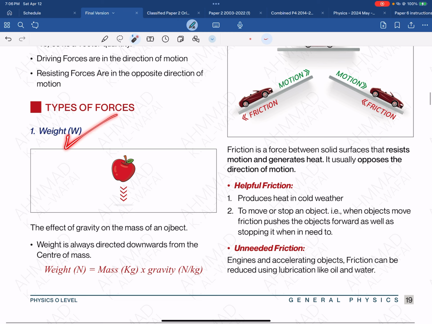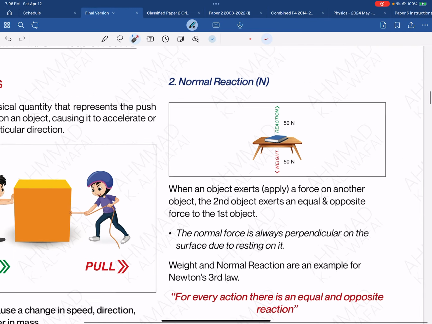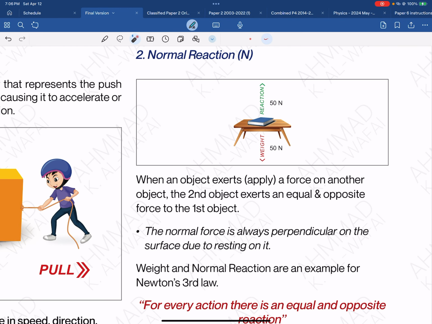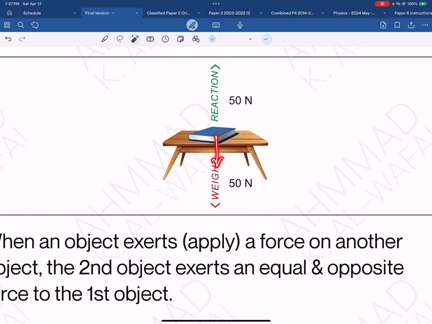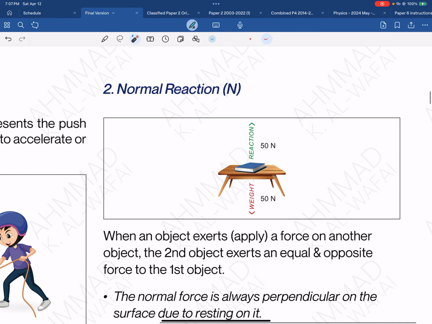Okay, now let's talk about the types of forces. The first one is the weight. We already talked about weight. It's the effect of gravity on the mass of an object. And then we're going to talk about the normal reaction. A normal reaction is a normal reaction force. So when you exert a force on an object, the object itself exerts an opposite force on you. For example, this book is exerting a force of 50 newtons on the table, so the table reacts and gives 50 newtons back. That's when two solid objects are interacting with each other, so the normal reaction is created.